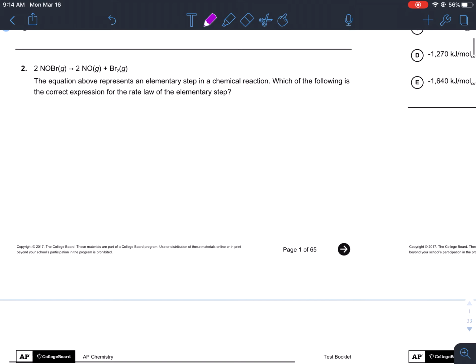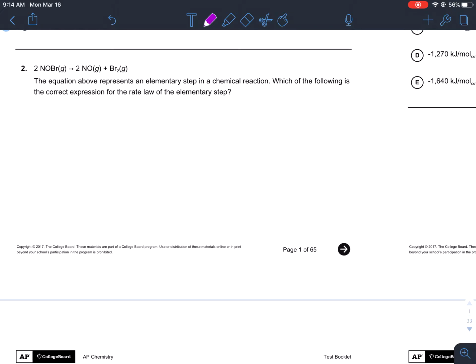Number 2. Okay, NOBr yields 2 NO and Br2. Look, that first question took much longer than most ones, but this one you'll be okay. All right, the equation above, oh, you know what? This is funny. This is not an acid-base question, but let's do it anyway.